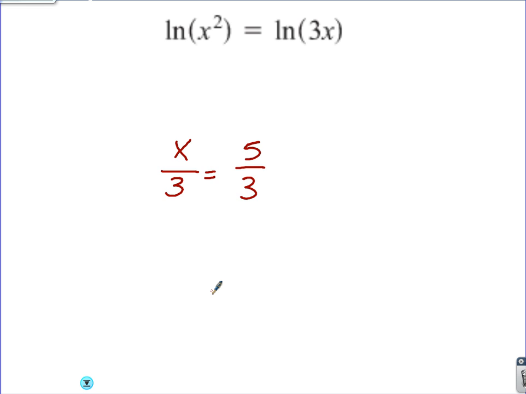How does that apply to this? The natural log of something equals the natural log of something. Somebody go to the next step for me, please.